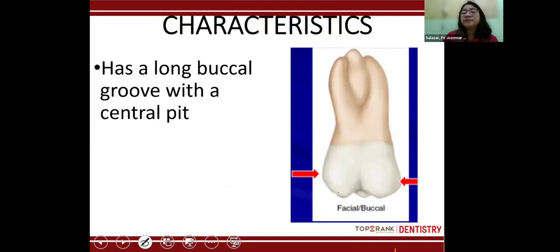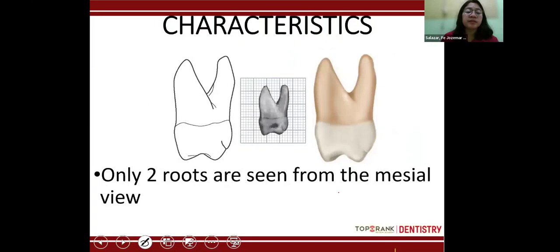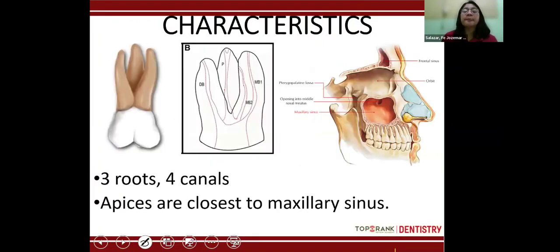It has a long buccal groove separating the two buccal cusps, mesiobuccal and distobuccal, with a central pit. Only two roots? It has three roots, but from the mesial view, you only see two roots, mesiobuccal and palatal. Why? Because the distobuccal is shorter than the two other roots. Three roots, but you have a fourth canal. The fourth canal is in the mesiobuccal root, so the mesiobuccal root has two canals, then one on the palatal, one on the distal.